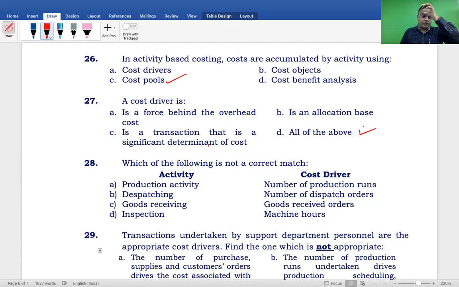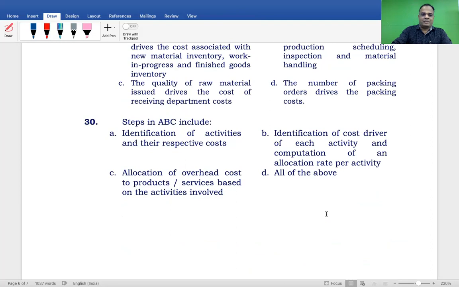Next. Which of the following is not a correct match? Activity and the cost driver. Production activity, the cost driver is the number of production runs. Right? Yes, right. Which is not correct, they're asking. Dispatching department, number of orders dispatched. Goods received orders. Inspection, machine hours. So inspection, machine hours may not be the cost driver. Number of products inspected should be the cost driver. Good. Transaction.